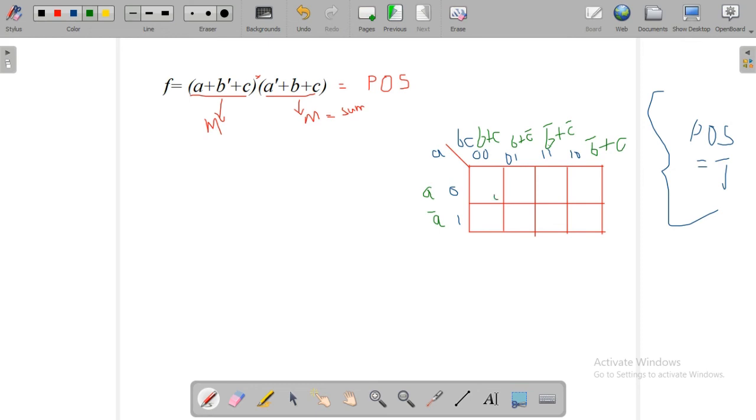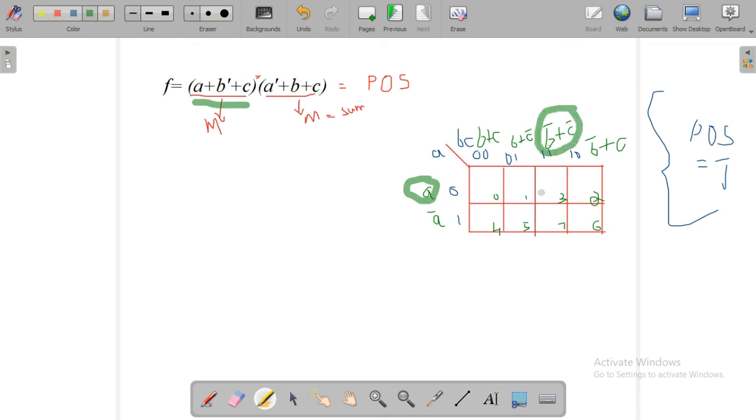Next, 0, 1, 2, 3, 4, 5, 6 and 7. First one is A plus B dash plus C. A plus B dash plus C. So A is this value and B dash plus C is this one.